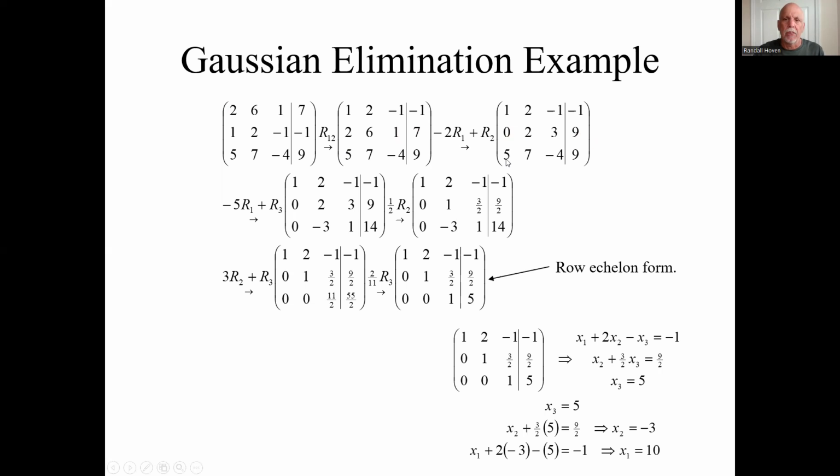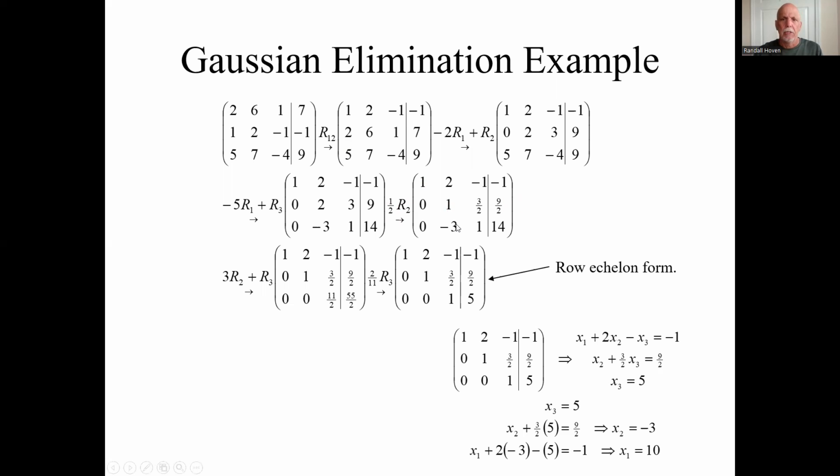Now I'll do the same kind of thing to get rid of this 5, or to make it a 0. I'll subtract 5 times row 1 from it. So 5 minus 5, 7 minus 10, minus 3, etc. Do that arithmetic. And now I want this guy to be a 1, so I'll just multiply that row by a half.